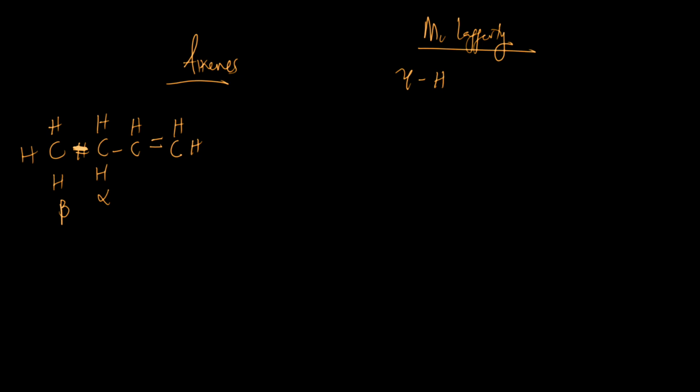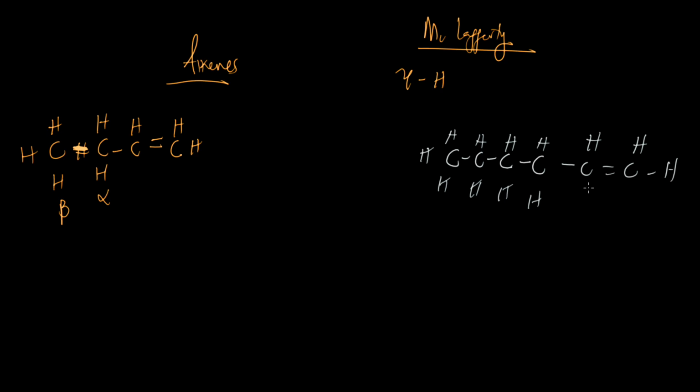But let's say we have C, and we have this one to be hydrogen. So let's say we have this again, double bond, C, hydrogen. Let's say this is alpha, this is beta, this is the gamma, right? So there's gamma hydrogen here. So this one can undergo McLafferty rearrangement.